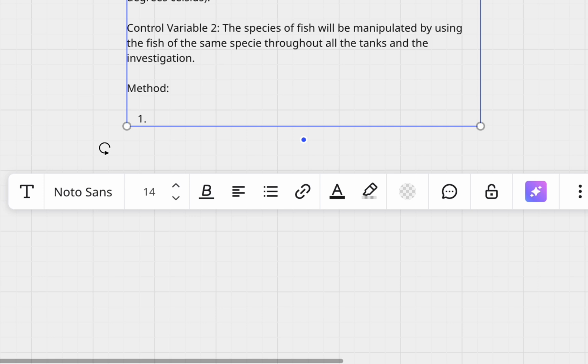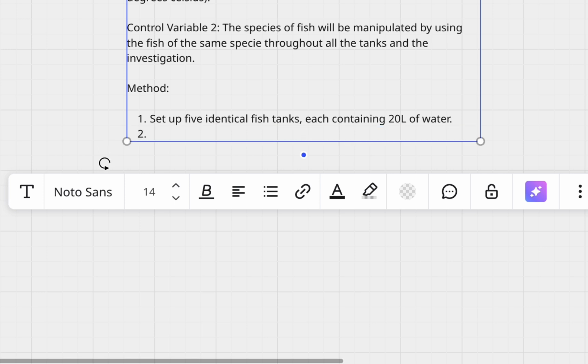So the first step is going to be, we're going to set up 5 identical fish tanks which each contain 20 liters of water. So that's going to be our first point. Set up 5 identical fish tanks each containing 20 liters of water. We'll specify how much water we need, so if another student wants to replicate the experiment, they know what to do and how much water they need to take.